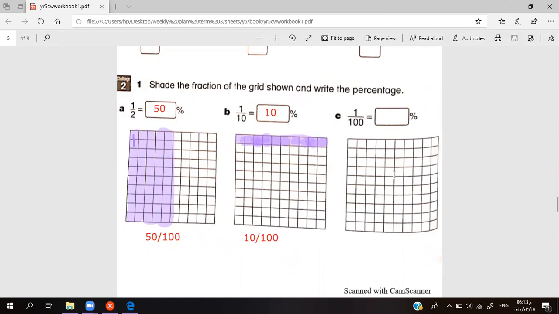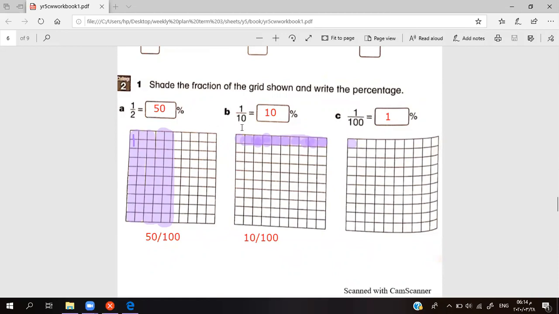Okay, I suppose you impose me now. I will color 1 from the 100, right? Also, the fraction is 1 out of 100. What's the percent? Very easy. It is 1% because it's 1 from the 100.